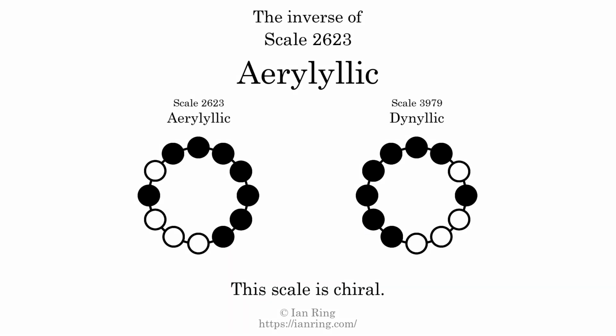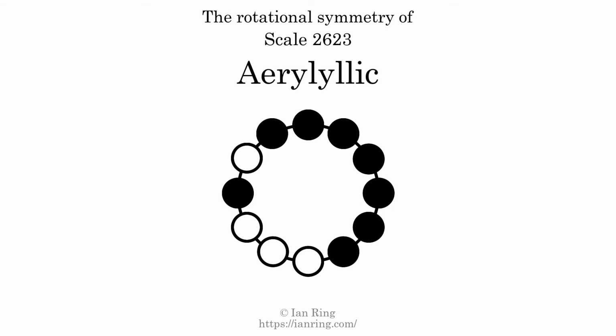The inverse of a scale is a mirror image. It is what you get when the sequence of intervals is reversed. The inverse of this scale is scale 3979, also known as Aerylyllic. This scale is chiral. It cannot transform into its inverse by rotational transformation. This scale has no rotational symmetry.